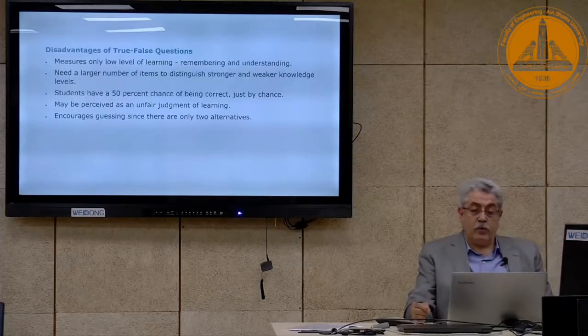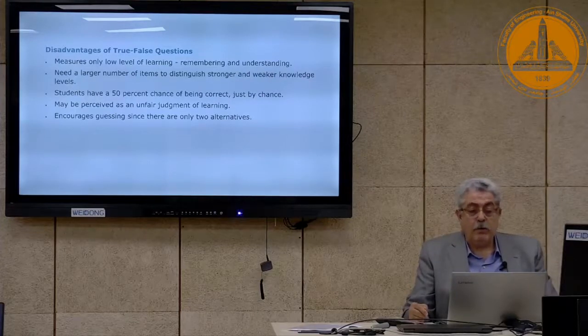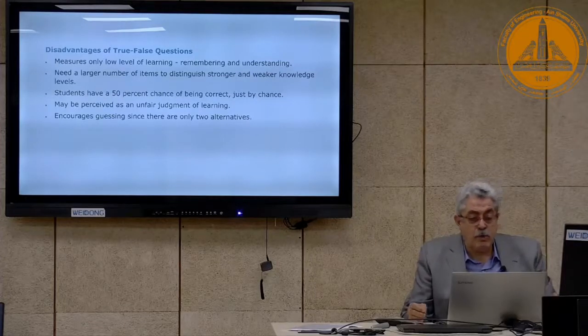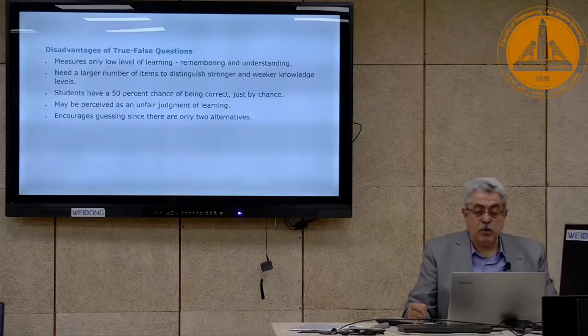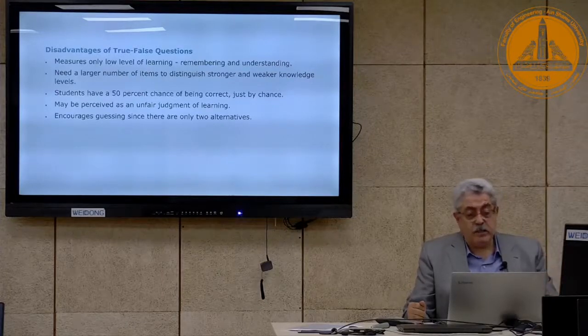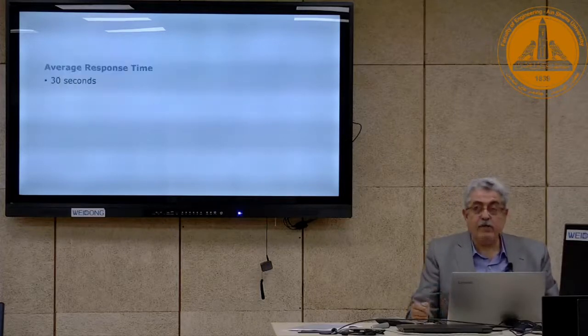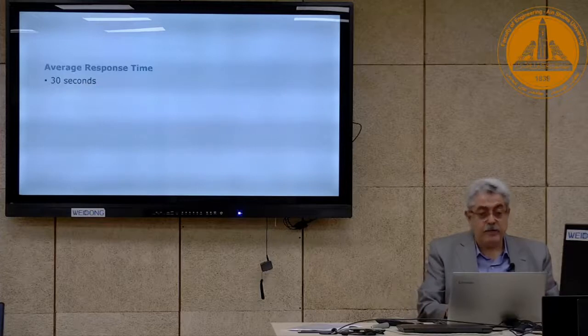Disadvantages of true-false questions are: they measure only a low level of learning, which is remembering and understanding. They need a large number of items to distinguish stronger and weaker knowledge levels. Students have a 50% chance of being correct just by chance. They may be perceived as an unfair judgment of learning, and they encourage guessing since there are only 2 alternatives. The average response time is 30 seconds.